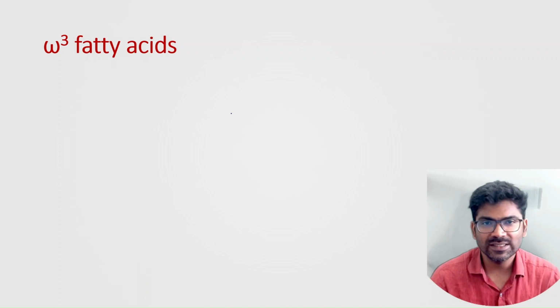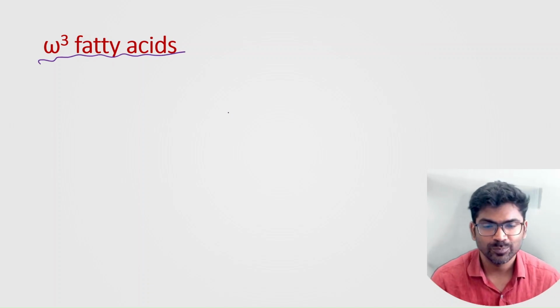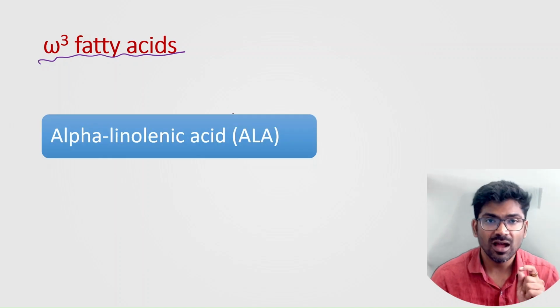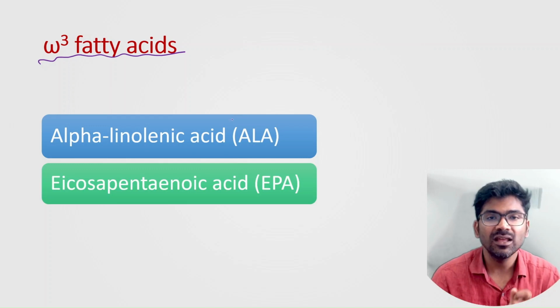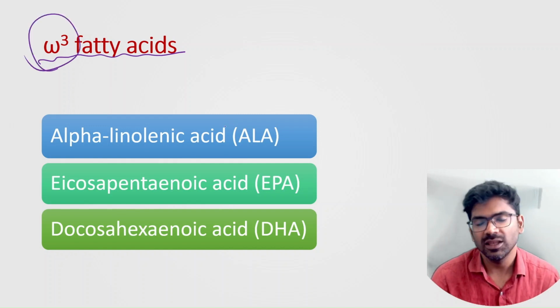Let us try to understand what omega 3 fatty acids are. Omega 3 fatty acids are alpha linolenic acid, eicosapentaenoic acid, and docosahexaenoic acid. Why are they called omega 3?